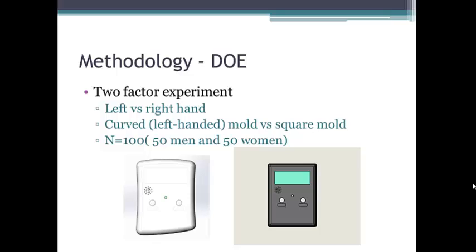To start the test, 50 men and 50 women were randomly selected and read a script that told them to grab either of our molds with a specified hand. After this, they were asked to rate their feeling of comfort from 1 to 10.